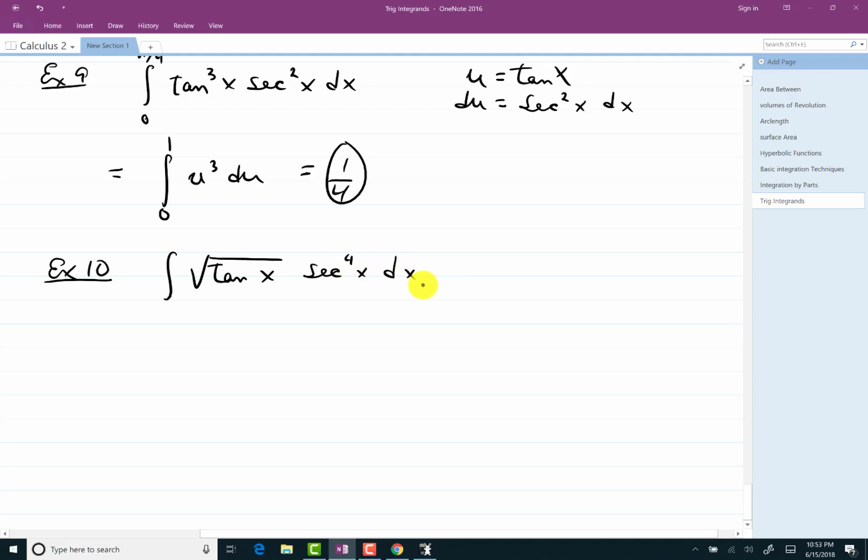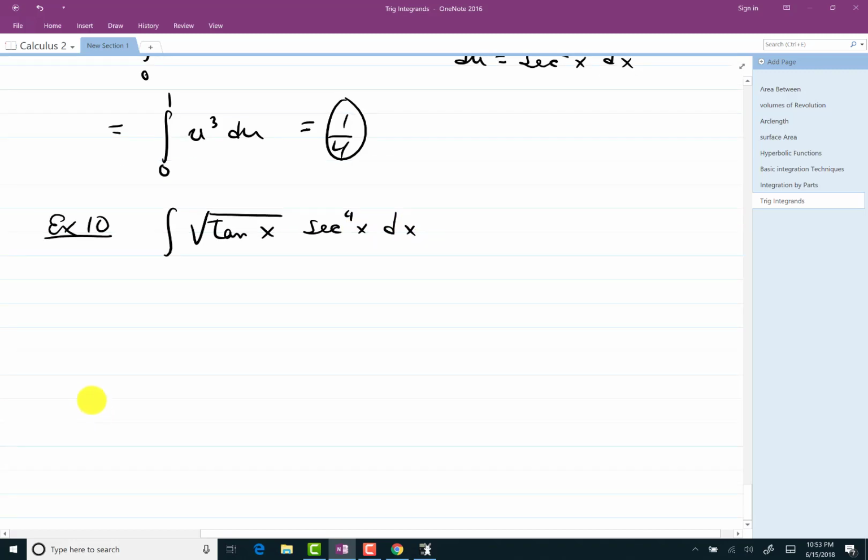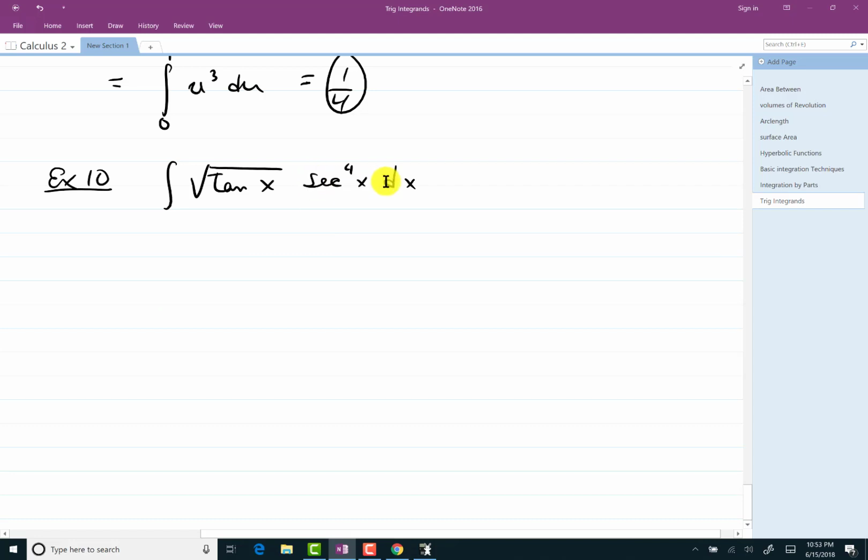All right, for this one, I think I'm going to go the route of tangent. Remember, secant squared is the derivative of tangent, but this isn't quite secant squared. What you can do, though, if you don't mind, I'm going to change this to a 1/2 power. So I'll have tangent to the 1/2 of x, secant squared of x times secant squared of x dx. And then what I'm going to do is use the identity for secant squared, which is secant squared equals 1 plus tangent squared.